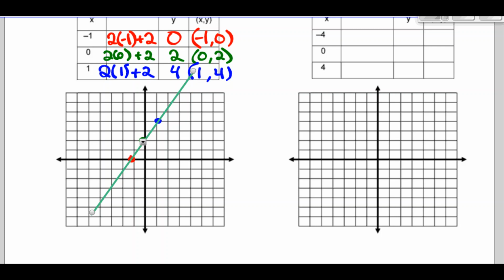2 points, don't draw this, but 2 points will always form a straight line. Those 2 blue points will automatically form a straight line. It doesn't matter if I graphed one of them wrong. That will still form a straight line. But when I do 3 of them, I can tell that those are not going to line up. So I must have done something wrong. Maybe it looked like that, and they actually do line up now.